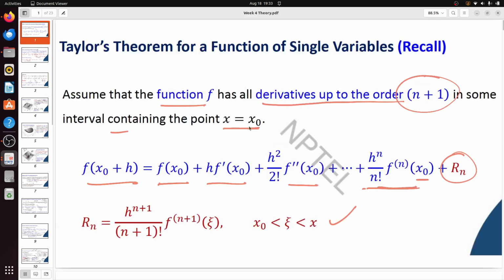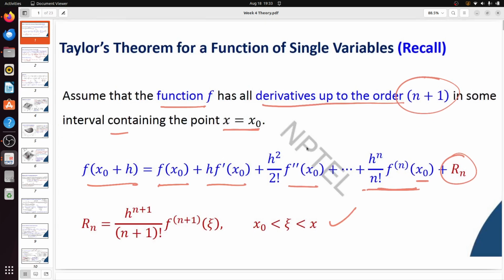Next I will discuss some theorems. So today's theory part I will discuss. First is Taylor's theorem for a function of single variable. Assume that function f has all derivatives up to order n plus 1 in some interval containing the point x equal to x naught. Then what is Taylor's theorem?